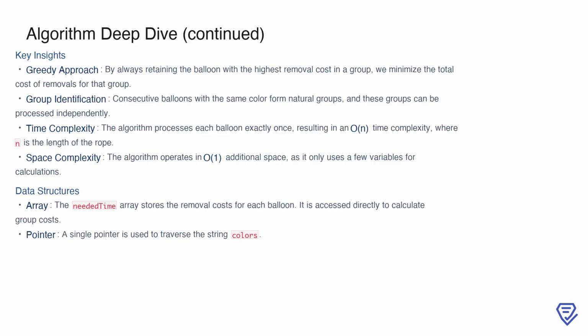Consecutive balloons with the same color naturally form groups that can be processed independently, simplifying the logic. The algorithm is efficient, processing each balloon exactly once, which gives it a time complexity of O(n), where n is the length of the rope. Additionally, it operates in constant space, O(1), as it only requires a few variables for calculations, such as the pointer and the cumulative cost. The needed time array provides quick access to each balloon's removal cost, and a single pointer is sufficient to traverse the string of colors. These factors make the algorithm both efficient and easy to implement.